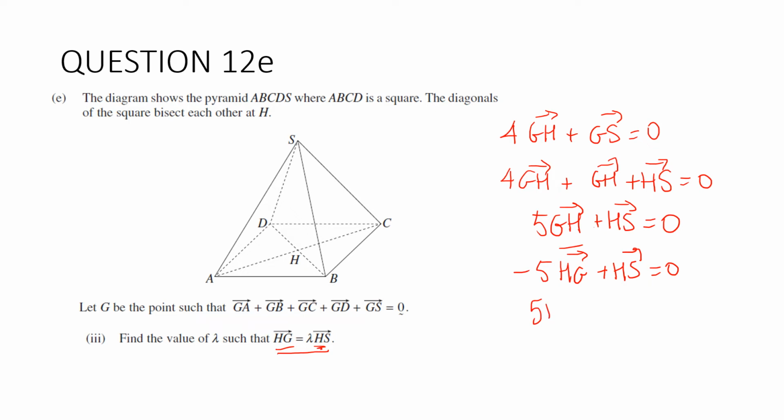And so 5HG is equal to HS. HG is equal to 1/5 HS. Lambda is equal to 1/5.